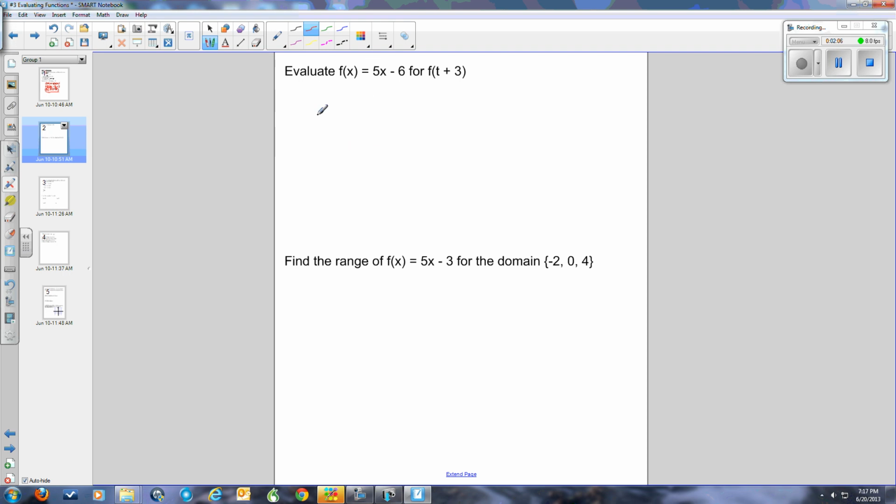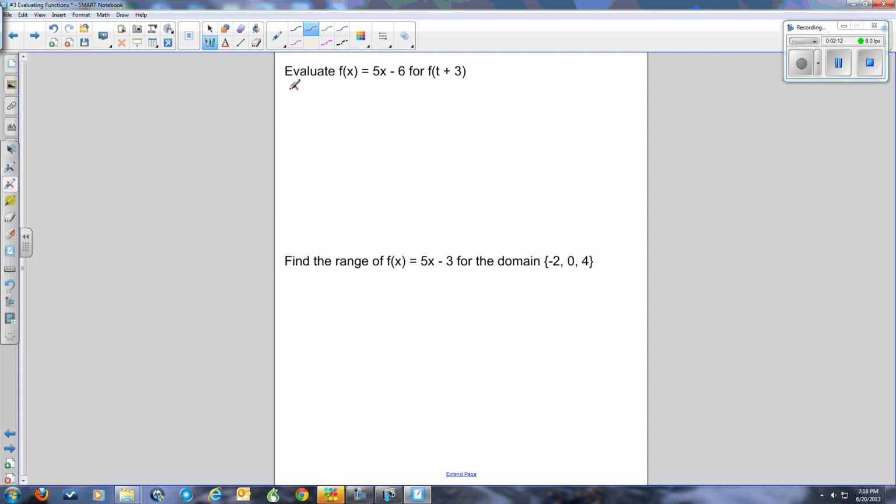Let's say that we want to evaluate f of x equals 5x minus 6 for f of t plus 3. So we're just going to put t plus 3 in place of x. Now, if I put t plus 3 in place of x, I'm going to have to put parentheses around it, because if I've got more than one term I'm substituting, I do need parentheses there. So I've just put t plus 3 in place of the x.